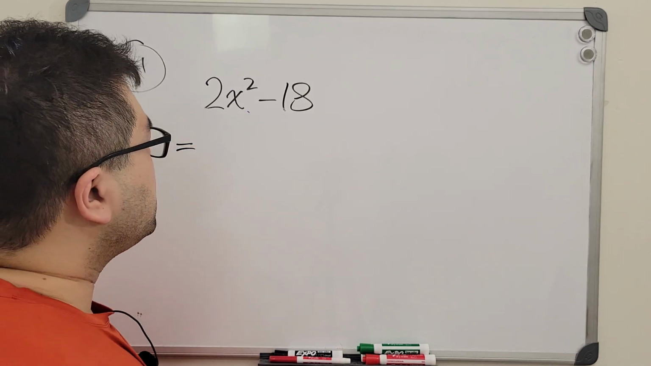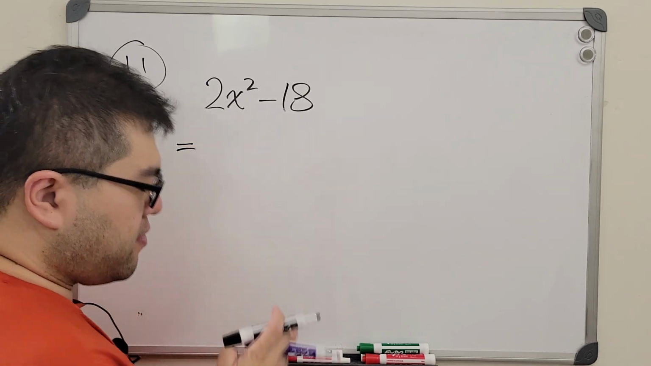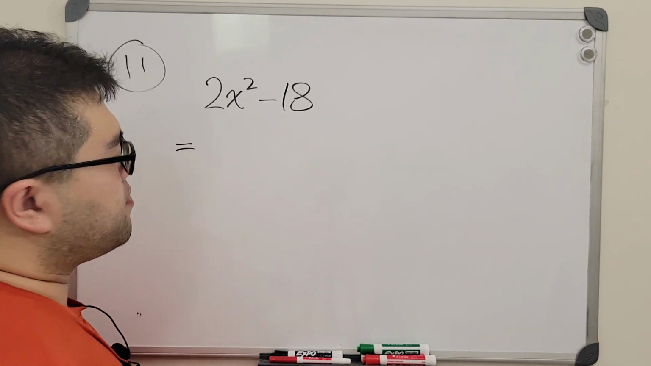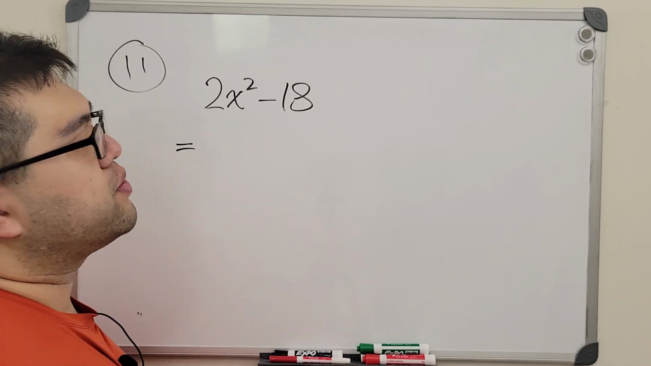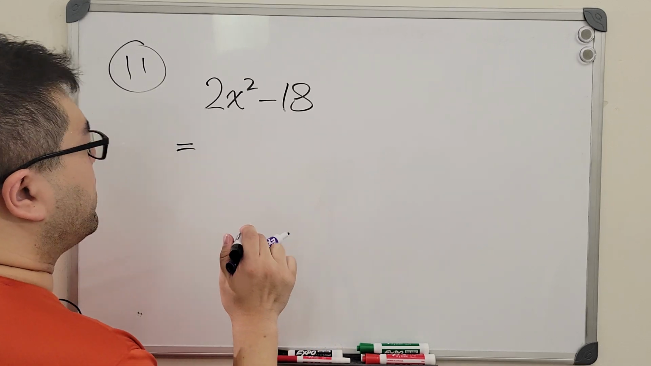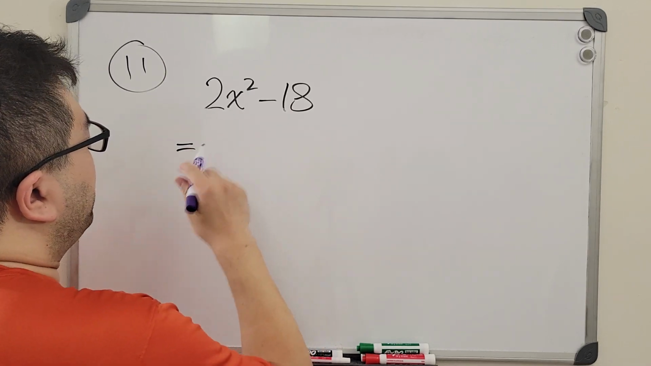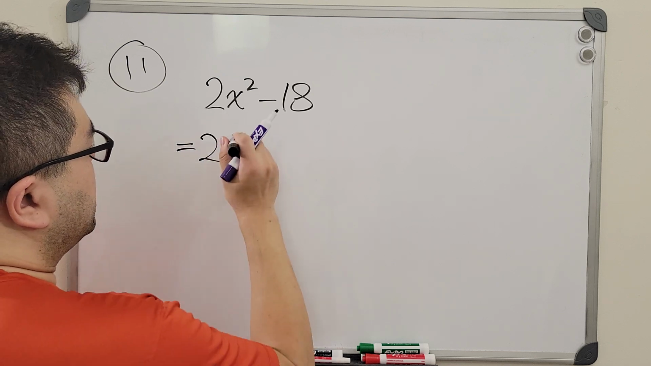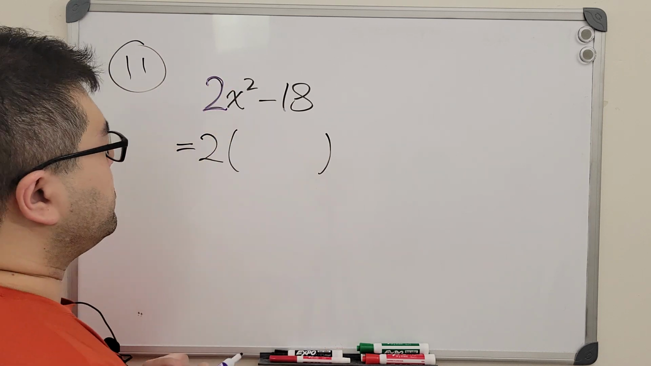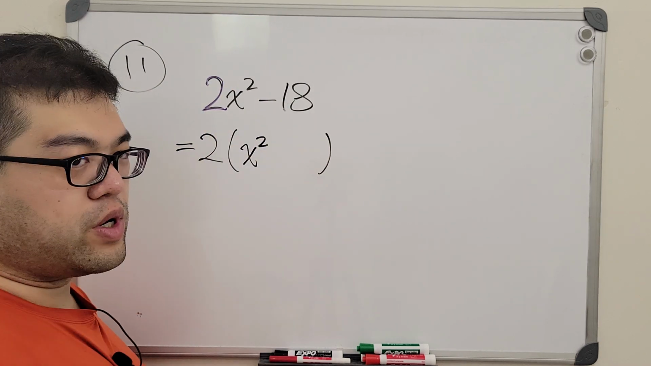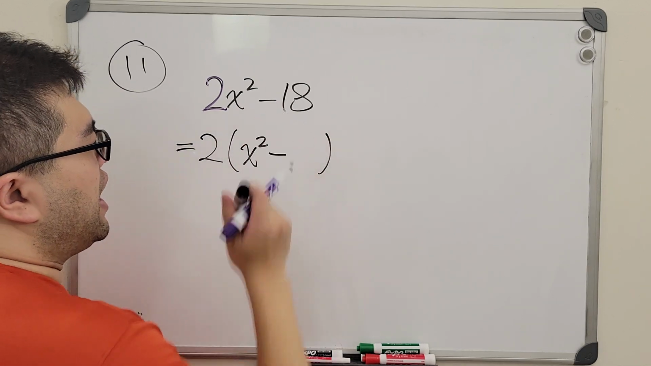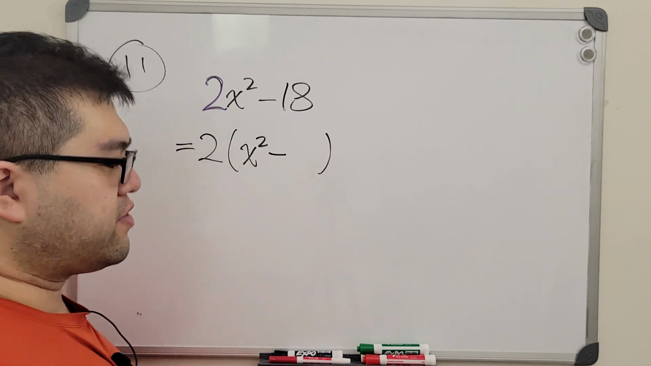Well, in this case, we can try to factor out something in common first. Between 2x squared and 18, we see that both 2 and 18 are even numbers. In other words, they're divisible by 2, or they're multiples of 2. So what are we going to do? We're going to factor out the 2 and then see what is remaining inside. As we factor out the 2, the first term will now turn into just x squared minus the second term, which is half of 18, or 18 divided by 2, which is 9.